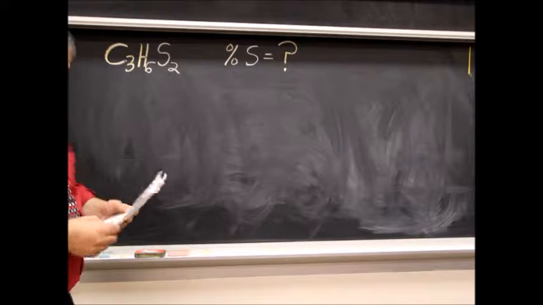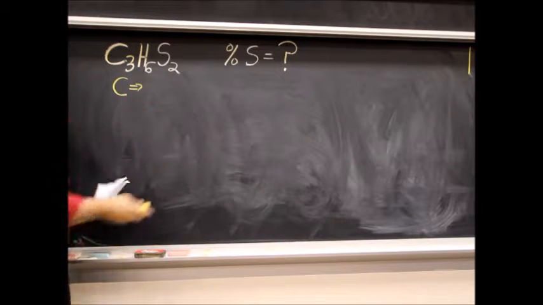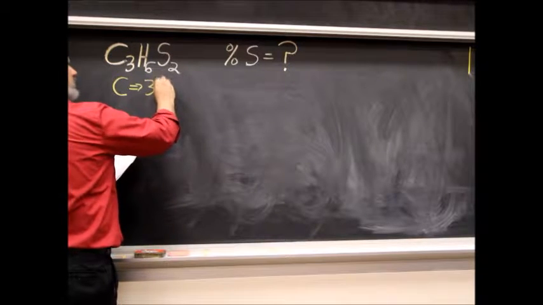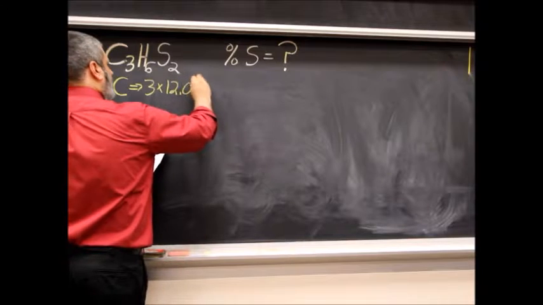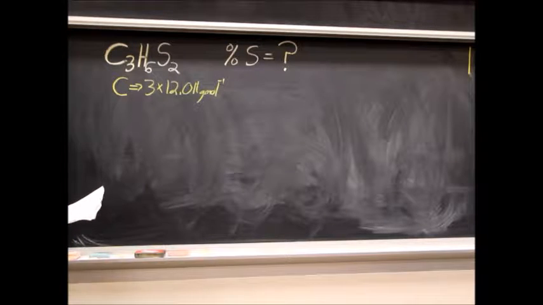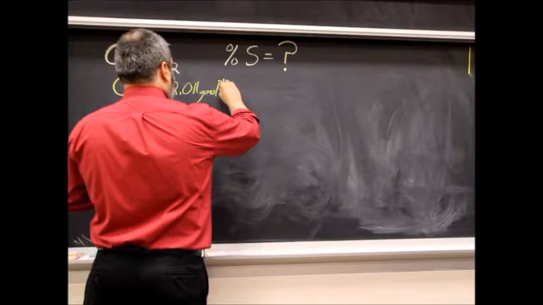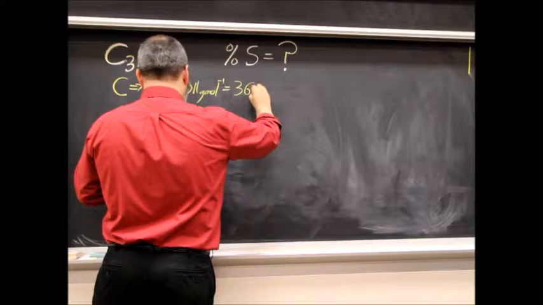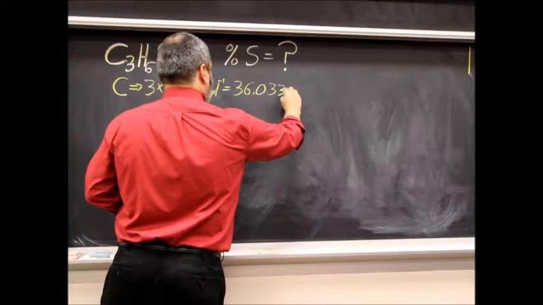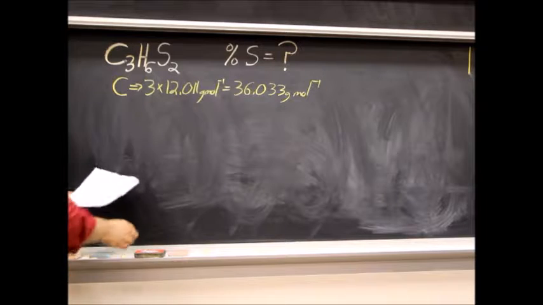So before we can dive in to that part of the problem, first thing we need to know, what's the total mass of the compound? So we have 3 carbons. So we're going to multiply by molar masses. So we have 3 carbons times 12.001. That gives me 36.033 grams per mole.